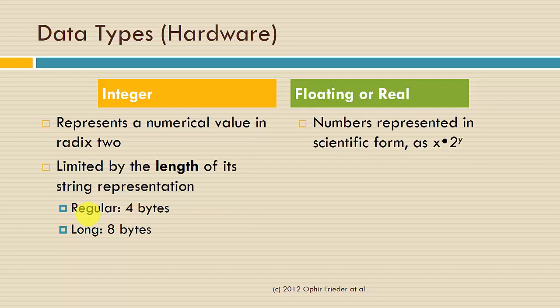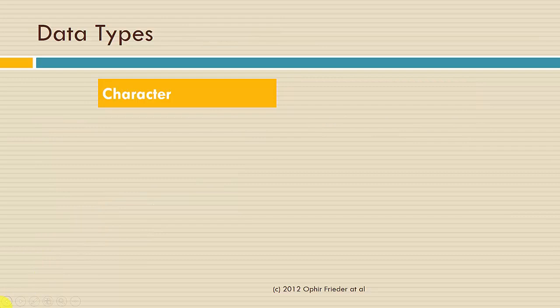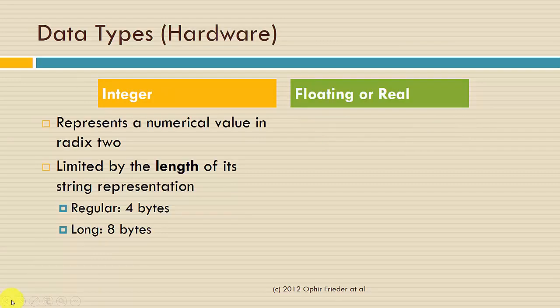We also have floating or real numbers, though they're represented in scientific format as x times 2 to the y. Once again, you don't have to worry about this. It's just talking about how much space this ends up taking up in memory based on the number that you have. And then we have character types.